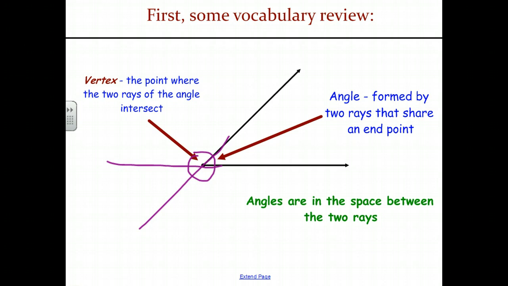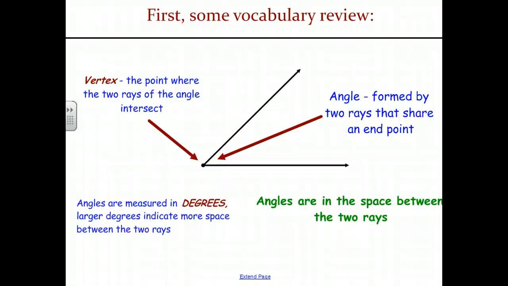But where they intersect is called the vertex. It's not called a point because that would be confusing when you're talking about a place on a plane being a point, because we have a point over here. But you're talking about the place where they intersect, and so we call it the vertex. And finally, an angle is measured in degrees. When we talk about an angle having degrees, the degrees refer to how much space is between the two rays. The more degrees, the more space.